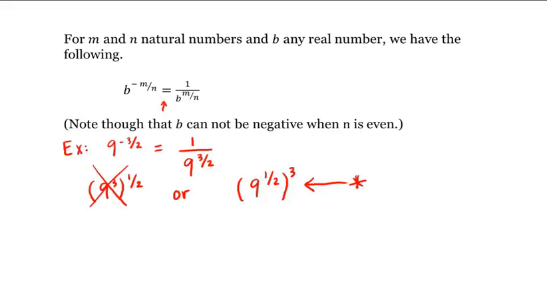All right, so what is 9 to the 1/2 power? That is equal to 3, and 3 cubed is equal to 27. All right, so this denominator here then is 27. Therefore, our answer is 1 divided by 27.